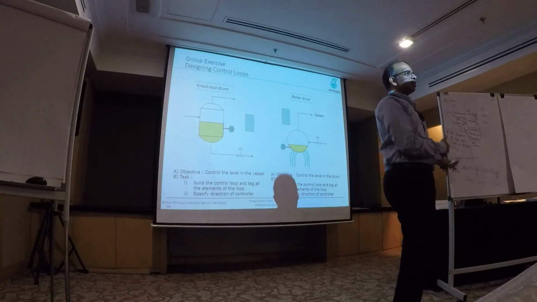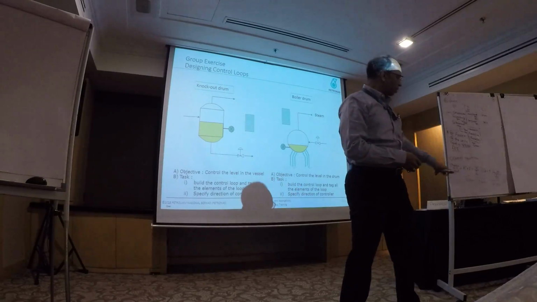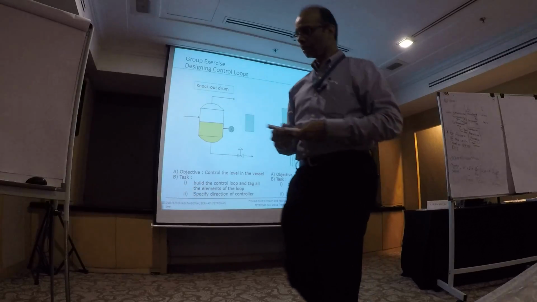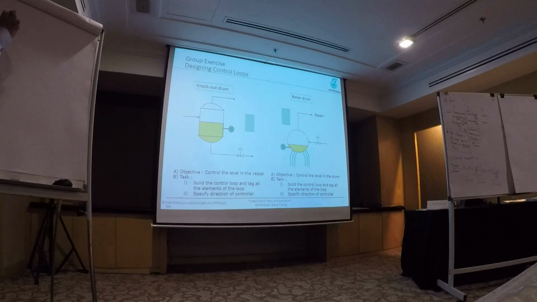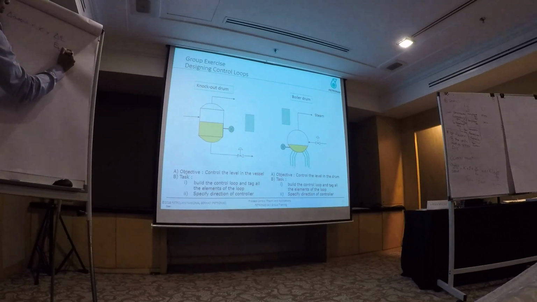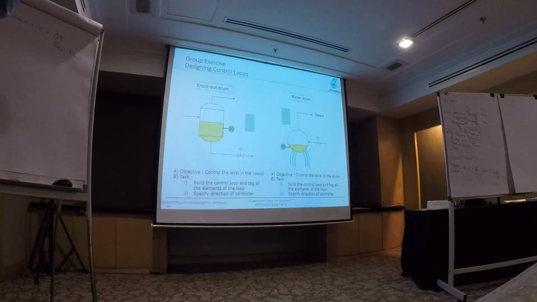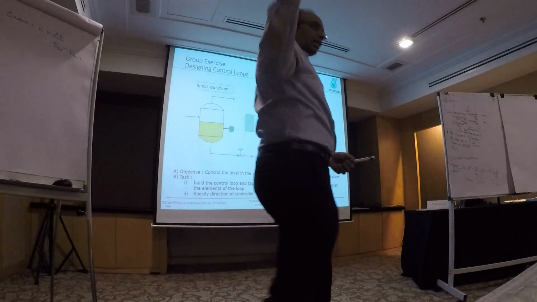Now the way the DCS vendors get out of this is by not using error. So the actual equation inside all DCSs is change in output is equal to K multiplied by delta error. Now what does delta error mean? It's error at T minus error at T minus 1. That means it takes the last error and subtracts it from the current error.